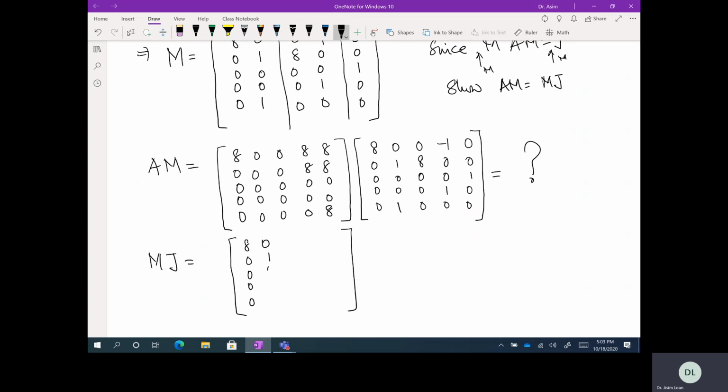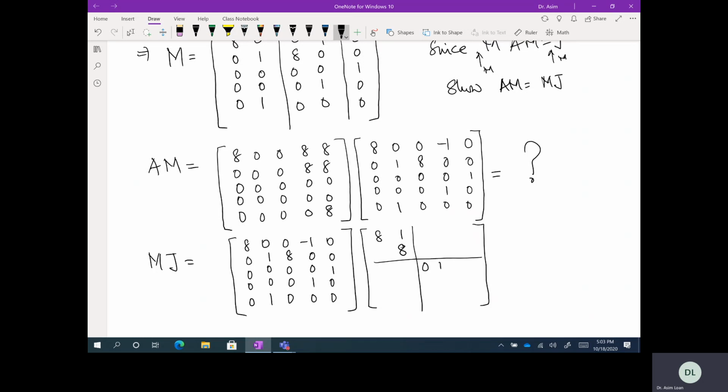So I'm not going to do that for you, you're going to do it yourself. 0, 8, because it's simply matrix multiplication and I don't want to do it. Minus 1, 0, 0, 1, 0, 0, 0, 1, 0, 0, and multiply by J. J is like this: 8, 1, 8, 1, 8, and then I have 0, 1, 0, and then I have 0.